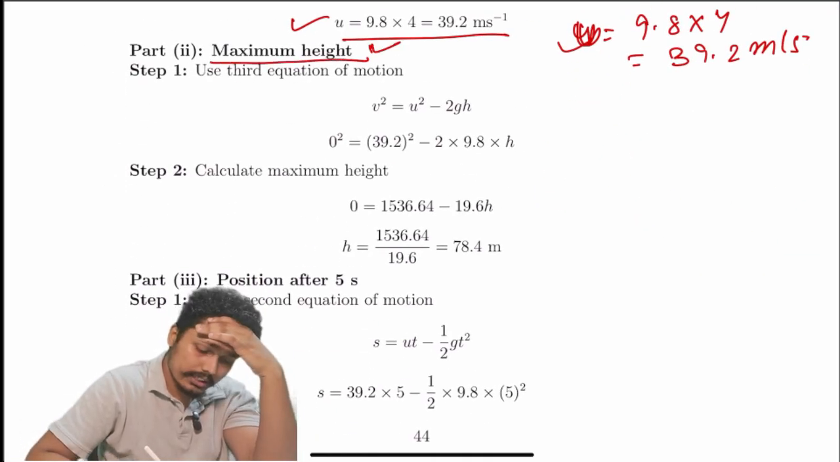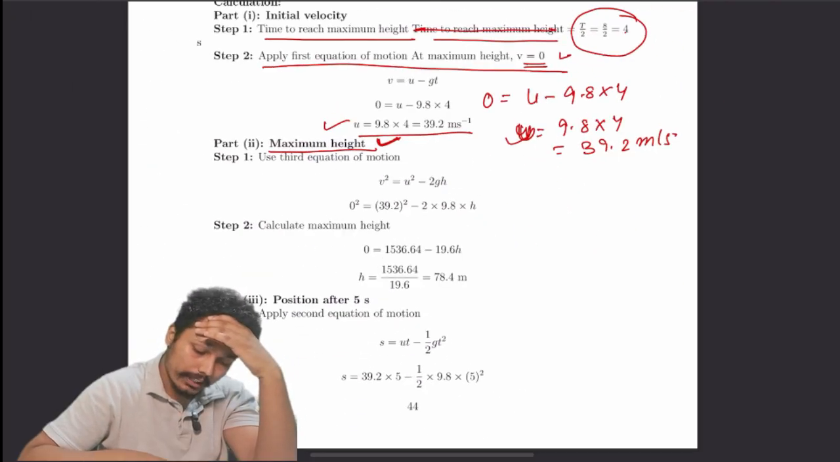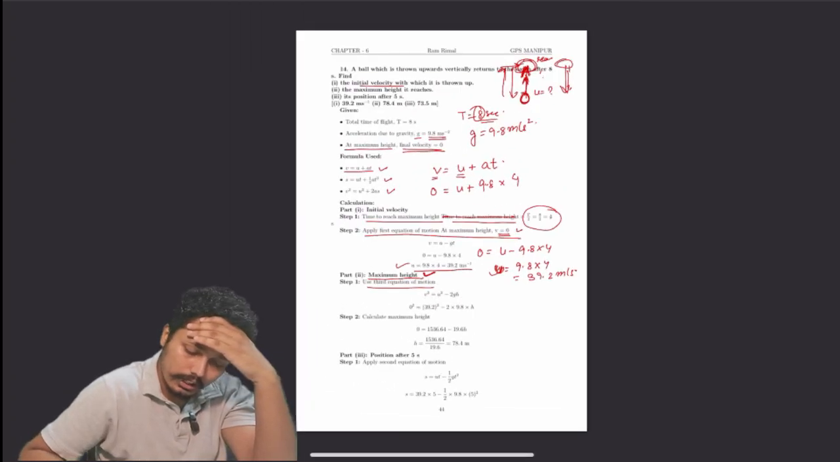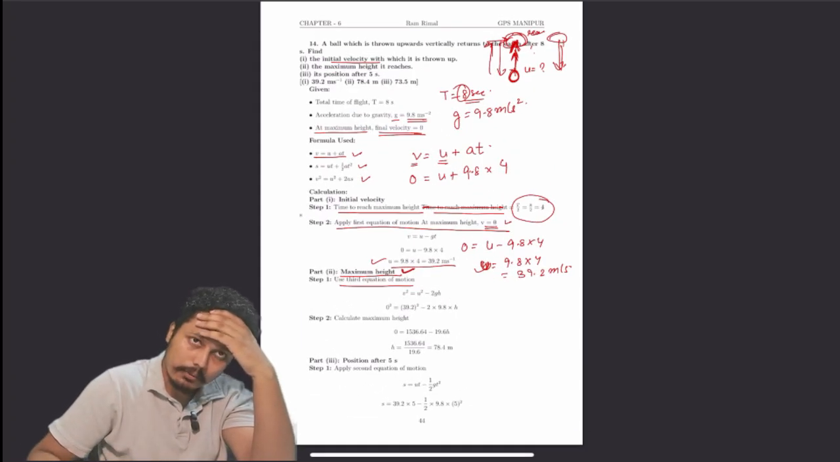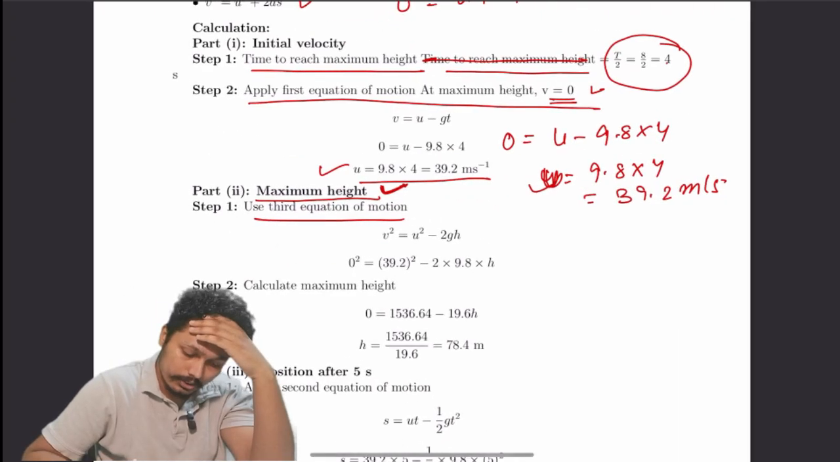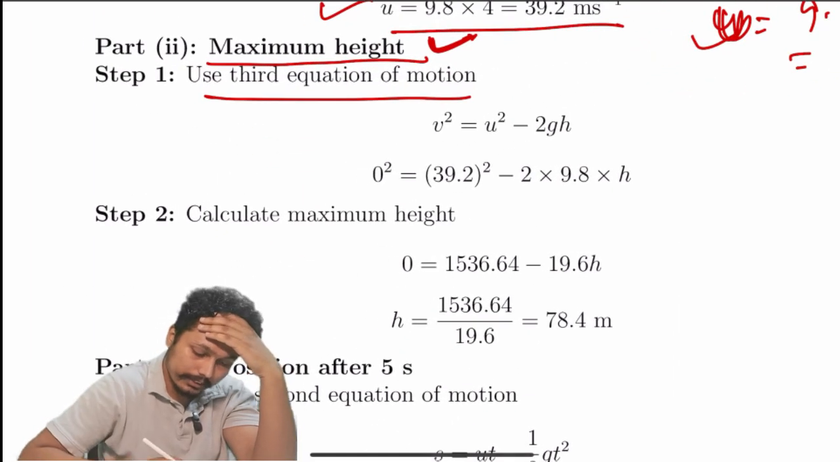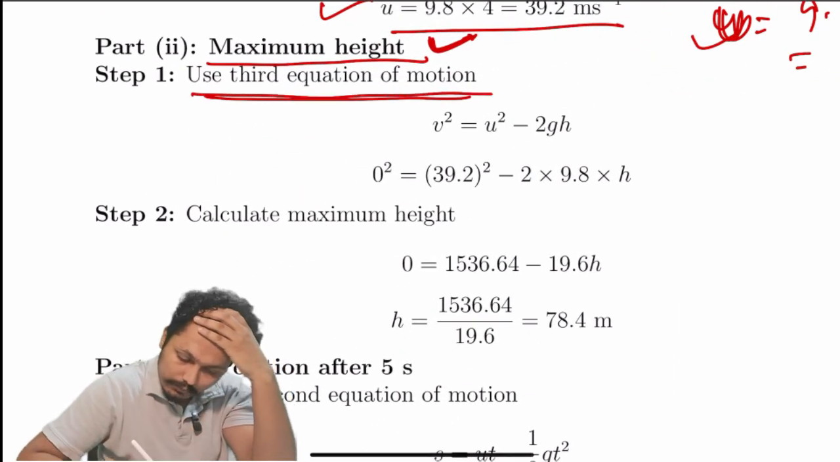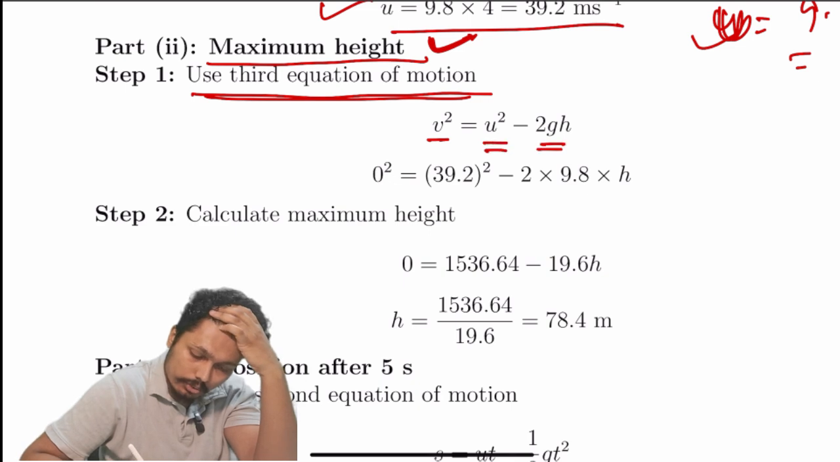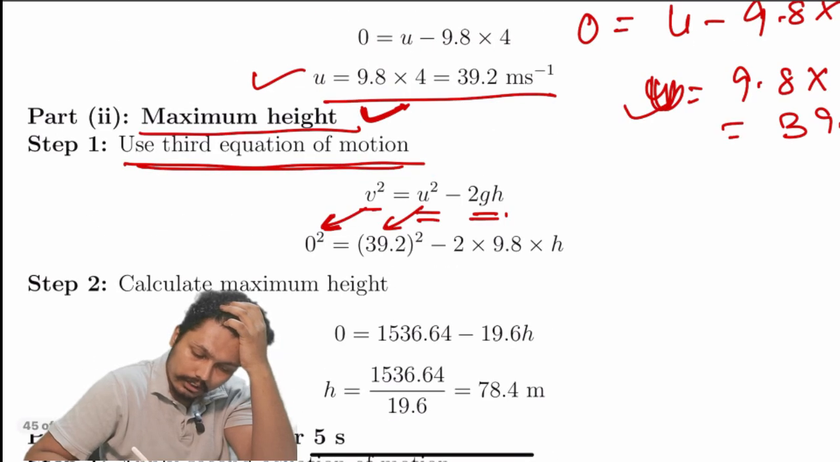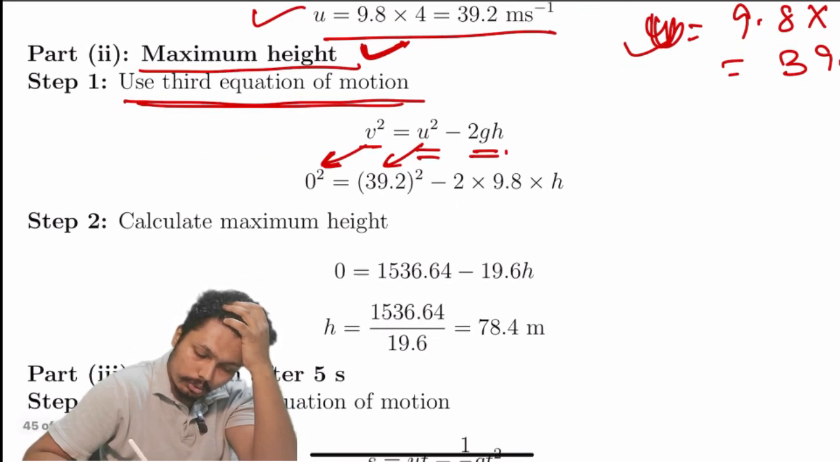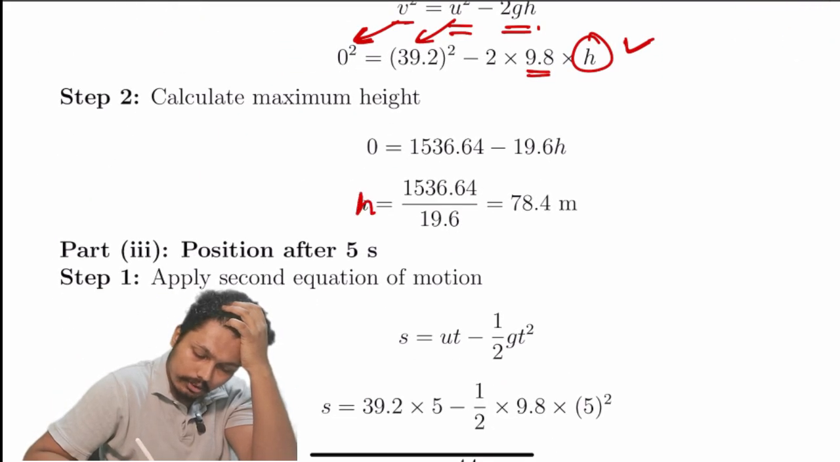Second, the question is asking us to find the maximum height. So I can use the third equation of motion. If you want to take a screenshot, you can take it now. So let's do the maximum height. Use the third equation of motion: v square is equal to u square minus 2gh. Now v square is how much? Final velocity, so v square is 0. U we got as 39.2. 2g, g is 9.8. H I need to find out. You can just put in the equation and find h.